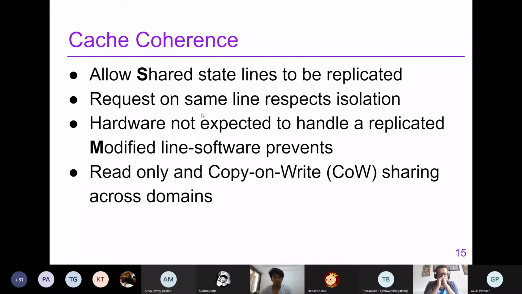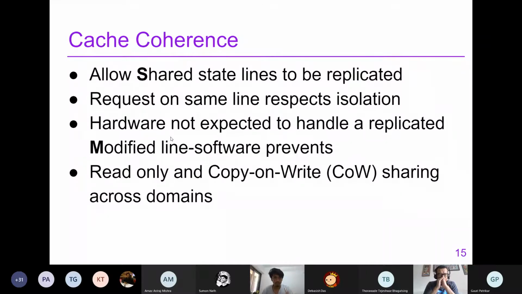But now this won't happen, because the request for the same line also respects isolation, so they will see it as non-matching, and the request will actually be fulfilled from the memory and not from the cache.